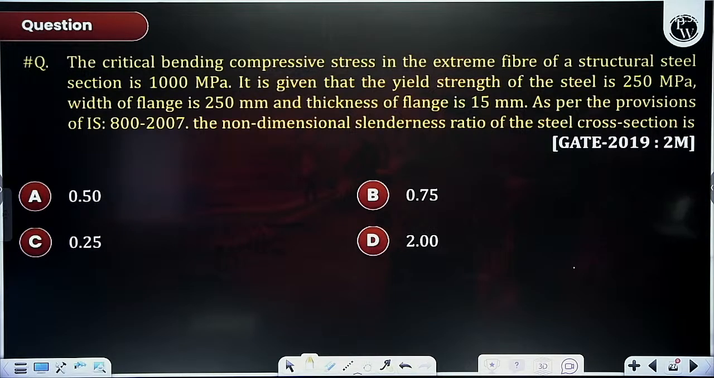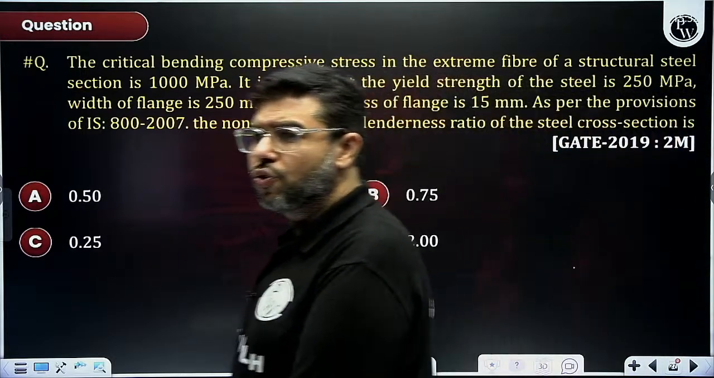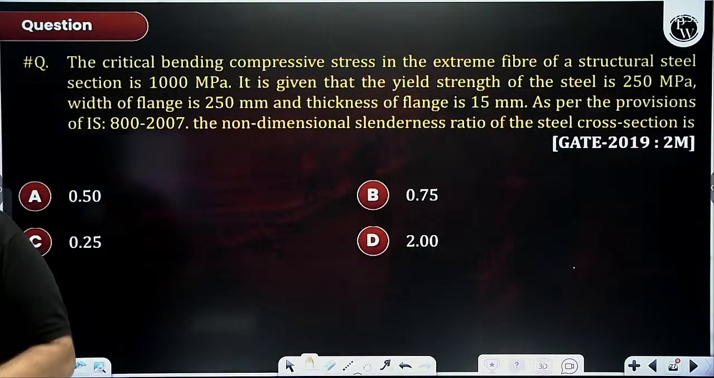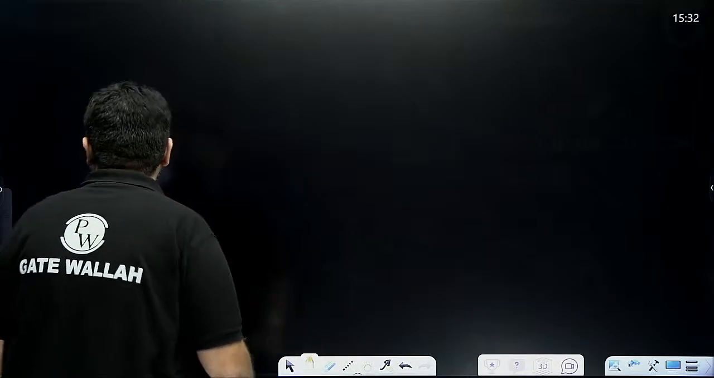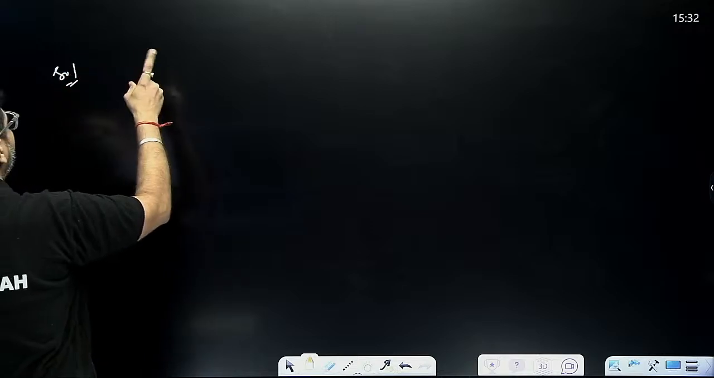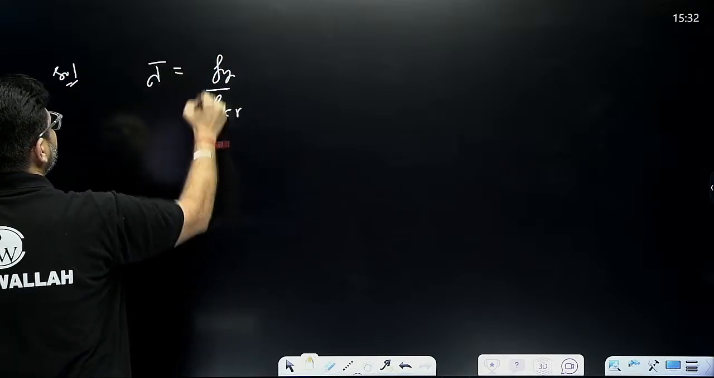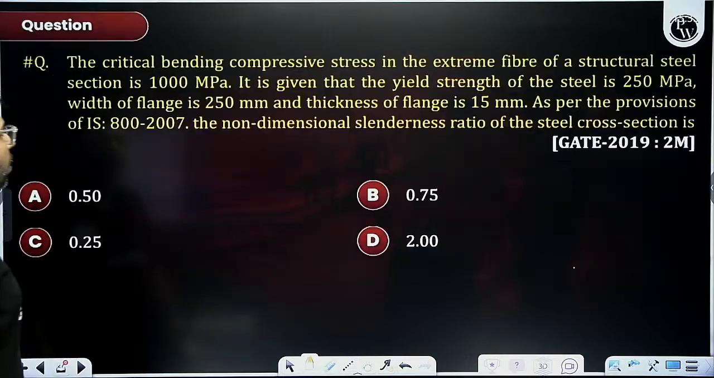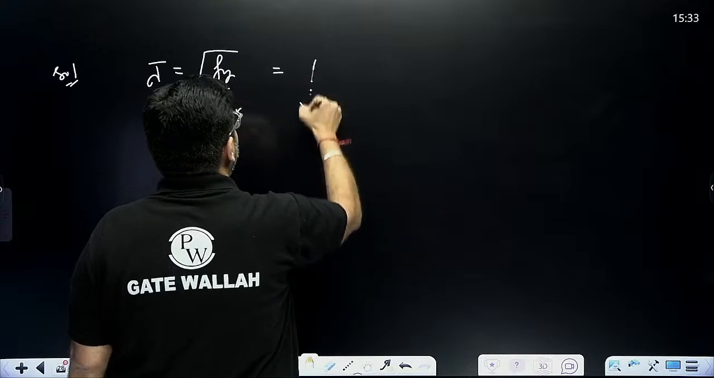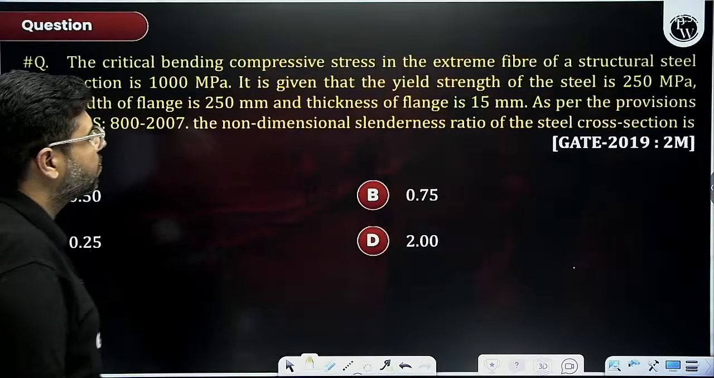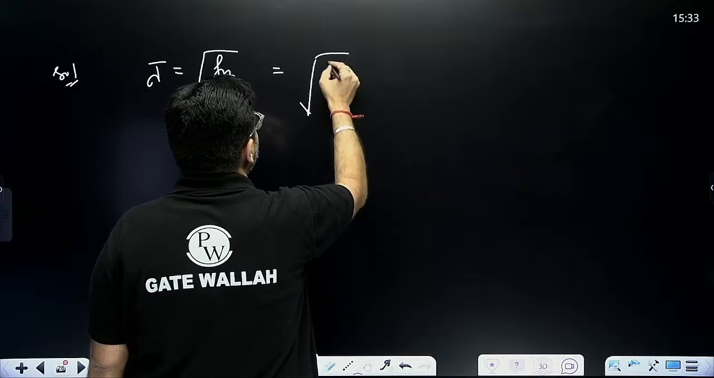A few more questions I have to show here. See, these are the types of questions you can expect in your exam. So don't worry much in your exam. Very simple questions are asked, my dear friend. So lambda bar you all know how to calculate. How to calculate lambda bar? Lambda bar is square root of Fy by Fcr, that is square root of Fy, where Fy is 250, upon Fcr.